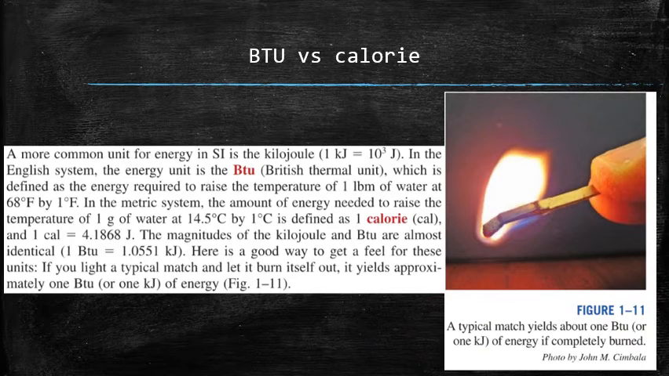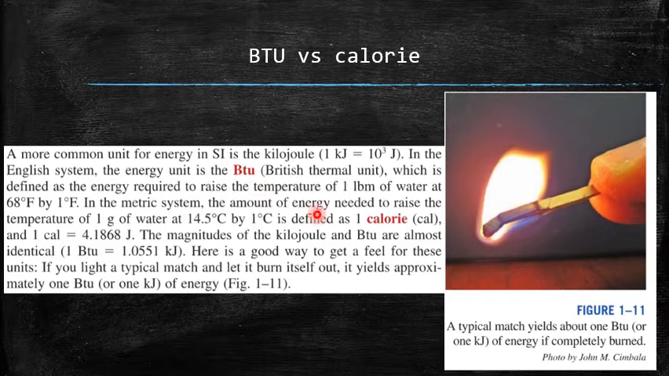Another famous unit for energy is the BTU, or British Thermal Unit. The British Thermal Unit is the energy required to raise the temperature of 1 pound of water at 68 Fahrenheit by 1 Fahrenheit. So to raise the temperature of 1 pound mass of water by 1 Fahrenheit, we need 1 British thermal unit, or 1 BTU.